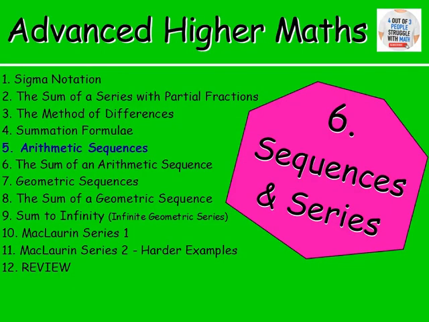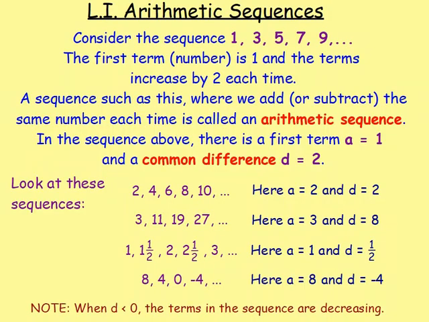We then went on to look at arithmetic sequences. What is an arithmetic sequence? Well, in this one here, 1, 3, 5, 7, 9, we are adding the same thing every time. A sequence where we add or subtract the same number each time is known as an arithmetic sequence. Two things you need to know: the first term is known as a. Here the first term is 1, so you write down a equals 1. Whatever you are going up in is known as the common difference, and you write that as d equals.